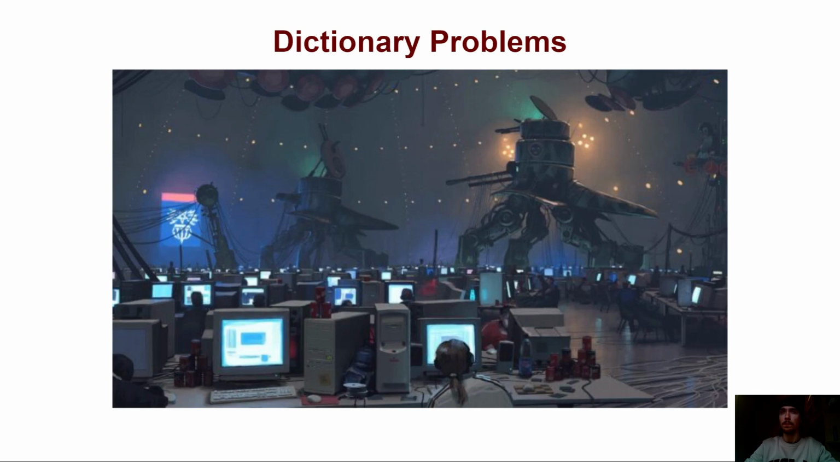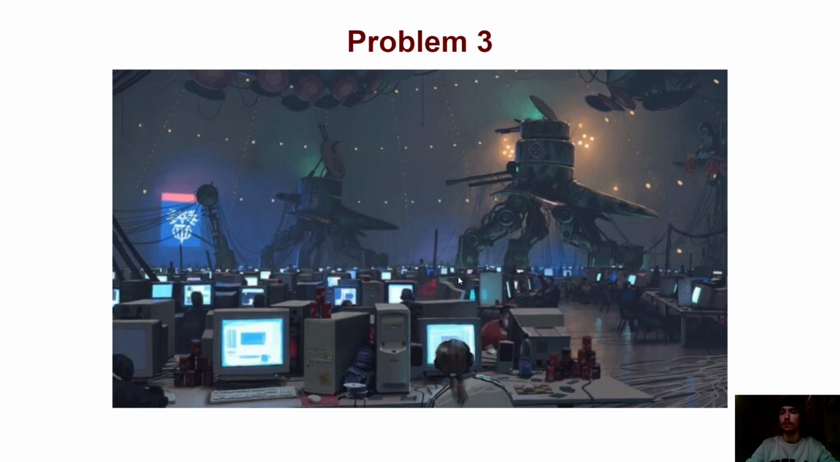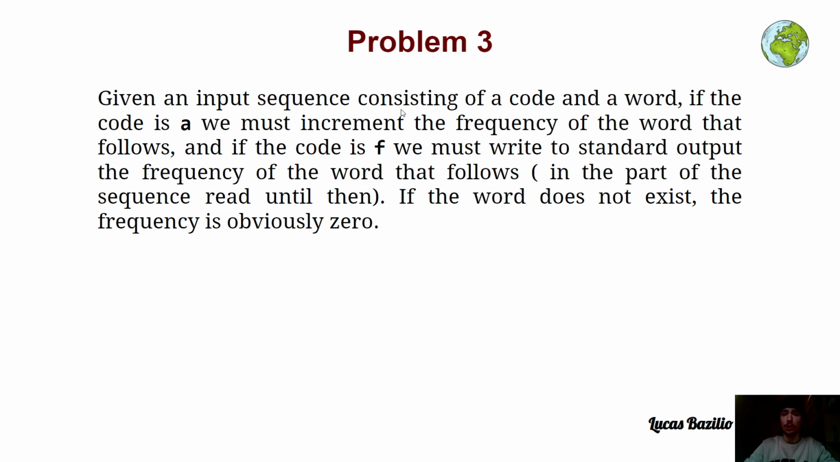Hey everyone, in this lesson we are going to solve problem 3 in the section on dictionary problems. This problem says, given an input sequence consisting of a code and a word, if the code is A, then we must increment the frequency of the word that follows, and if the code is F, we must write and display to the standard output, that is the console, the frequency of the word that follows in the part of the sequence that we have read until then.